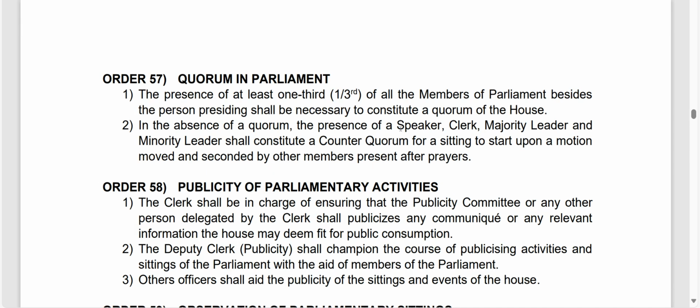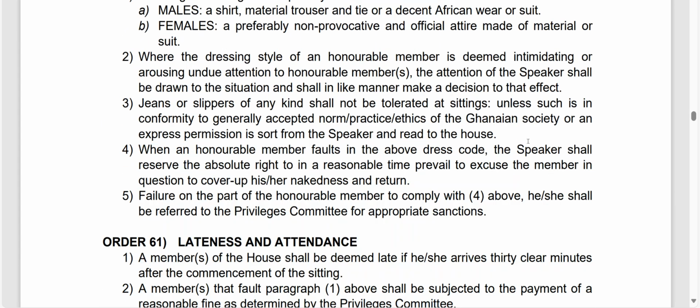Okay, our quorum is 1/3, but where there is no quorum, the speaker, the clerk, and the majority and minority leaders can actually constitute a counter quorum.